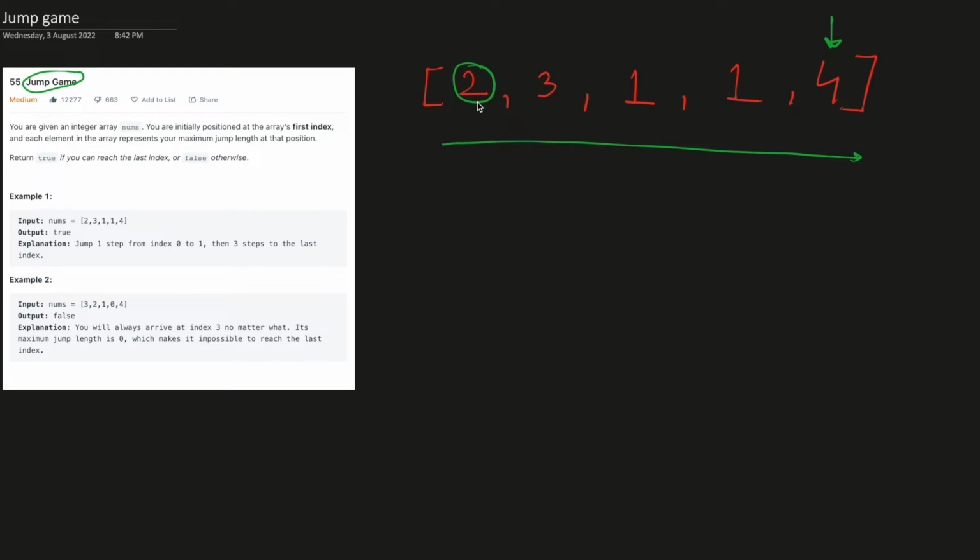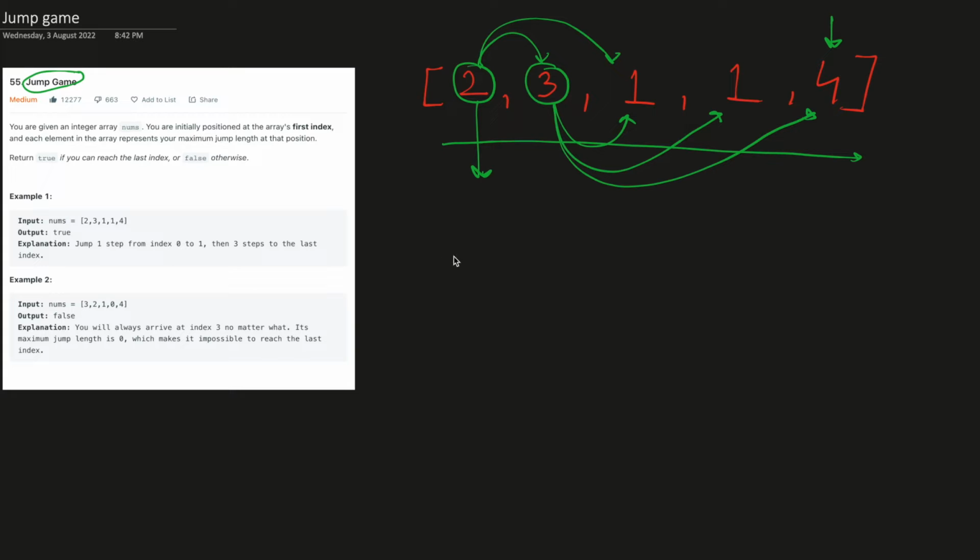Suppose we are at the 0th position and the maximum number of jumps that we could make from this position is 2, because the element present at this position is 2. Suppose if we would have been at 3, that means we could make a maximum number of jumps of 3. So either 1, either 2, or either 3.